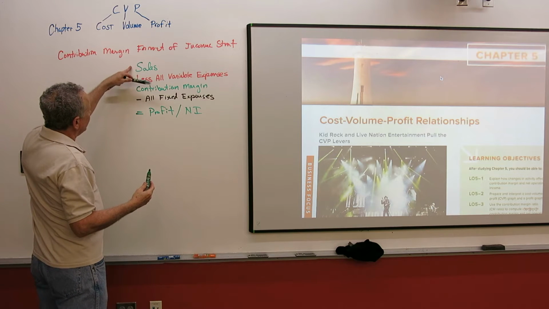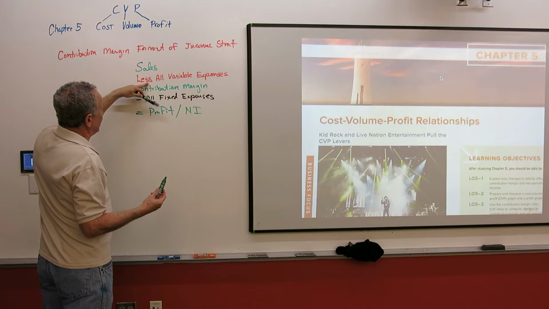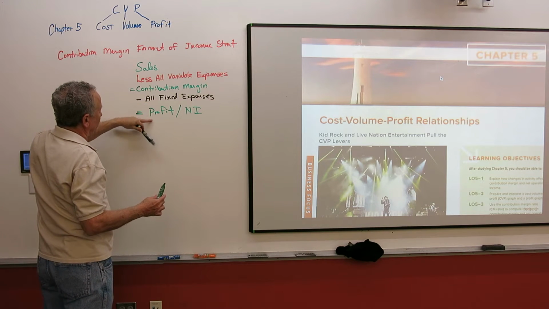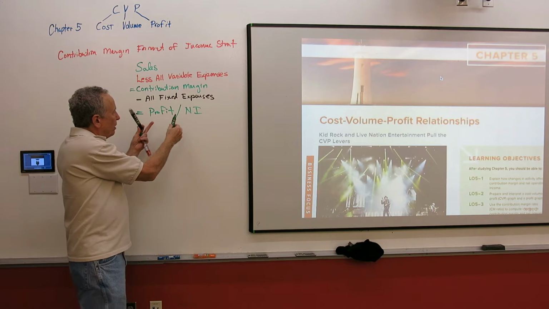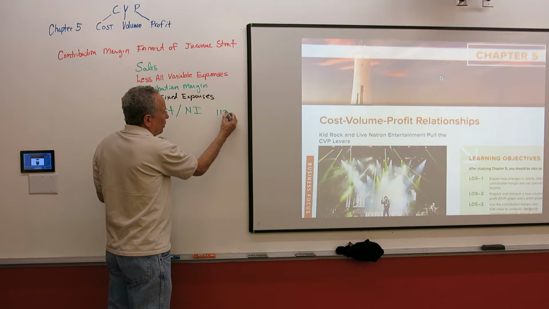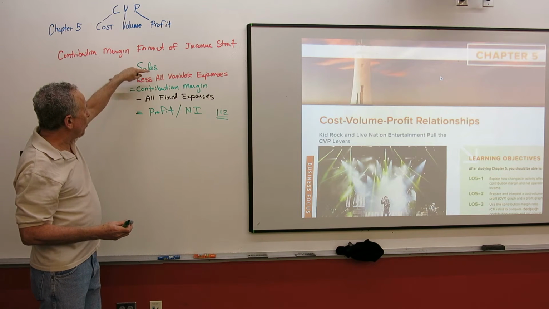Anyway, you can see this is based on cost behavior. Sales, less all variable expenses, gives you contribution margin, less all fixed expenses, gives you profit. This is no different than any other income statement. In other words, you'll come up with the same net income as you learned in, I think it was, 1.1.12. Well, it's the same, you'll come up with the same net income, but we're just organizing it.